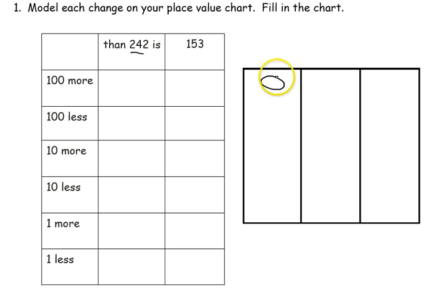That means I have two groups of 100, four groups of 10, and two groups of 1.